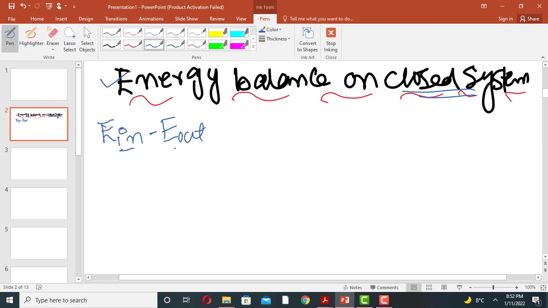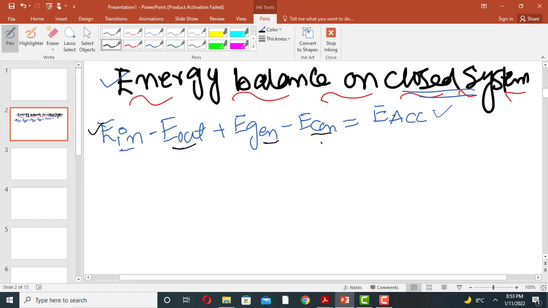Energy into the system, energy out from the system, energy generated within the system due to chemical reaction minus energy consumed in the system due to some chemical reaction is equal to energy accumulation. So this is the general energy balance equation. So this is energy in, energy out, energy generated in the system, energy consumed in the system, energy accumulated in the system.